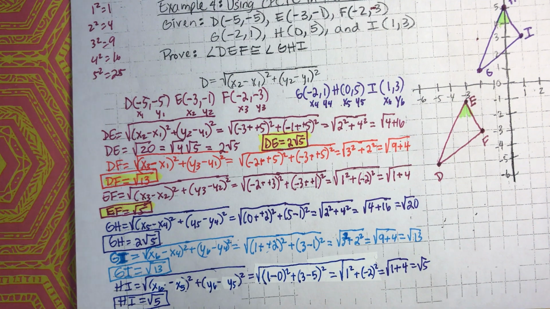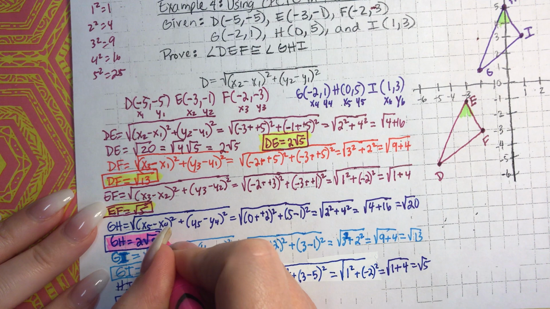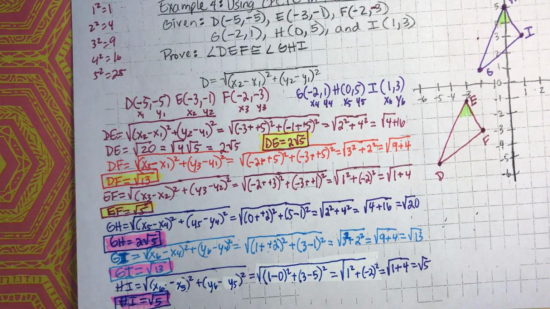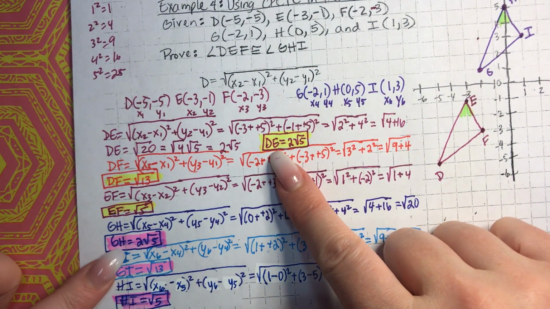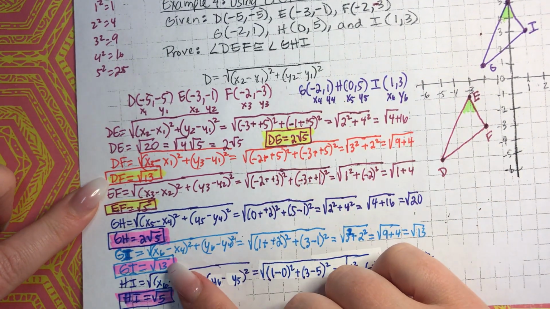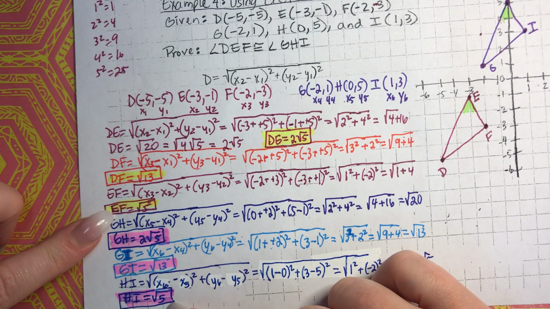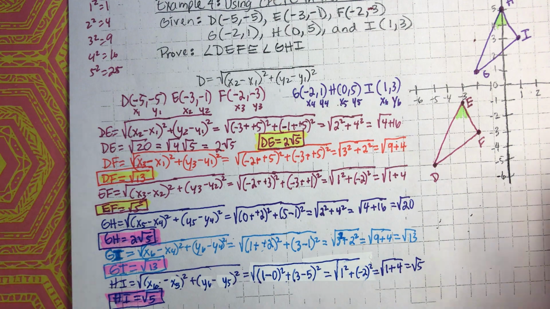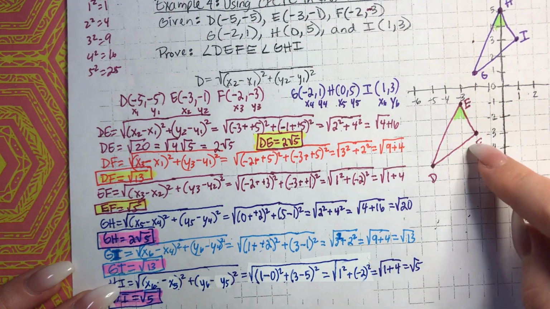Perfect. So there I have my other 3 side values. And if you look, you can see that DE is congruent to GH. They're both 2 square roots of 5. DF is congruent to GI with square root of 13. And EF and HI are congruent with square root of 5. So we have 3 sets of sides that are congruent, right? So we can say that these 2 triangles are congruent because of side-side-side.